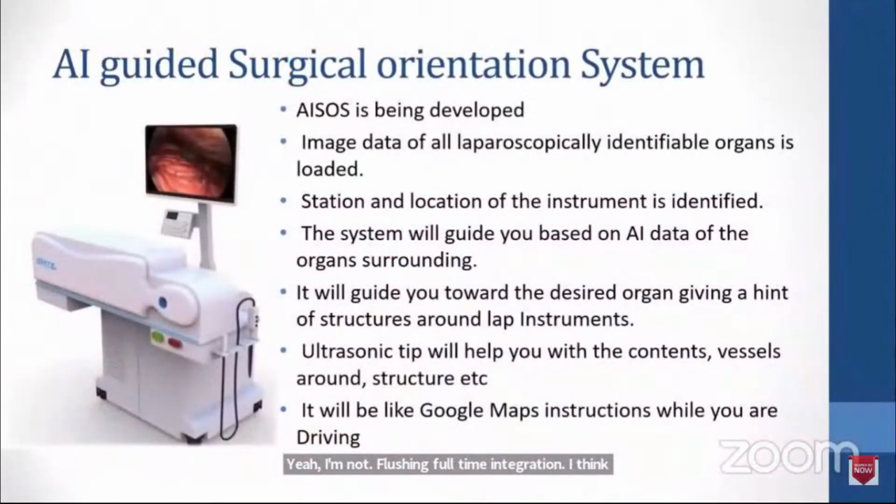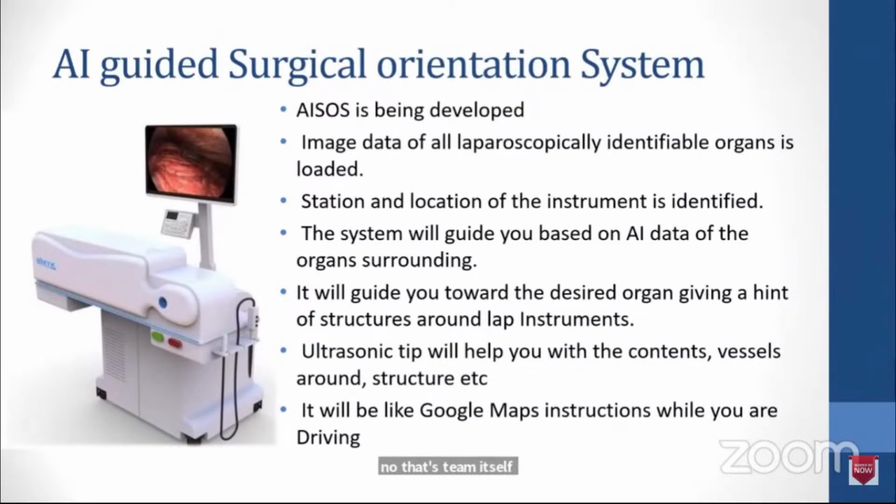And then at Persistent, what we're trying to do is develop an AI-guided surgical orientation system. It will be used for laparoscopy. Because of all my NDAs, I can't talk much. But something will be like this: the moment you put the laparoscope inside, it can identify the organ depending upon all the images outside. That whole thing is based on AI data of surrounding organs. The tip itself will have ultrasonic, and then it can guide you.